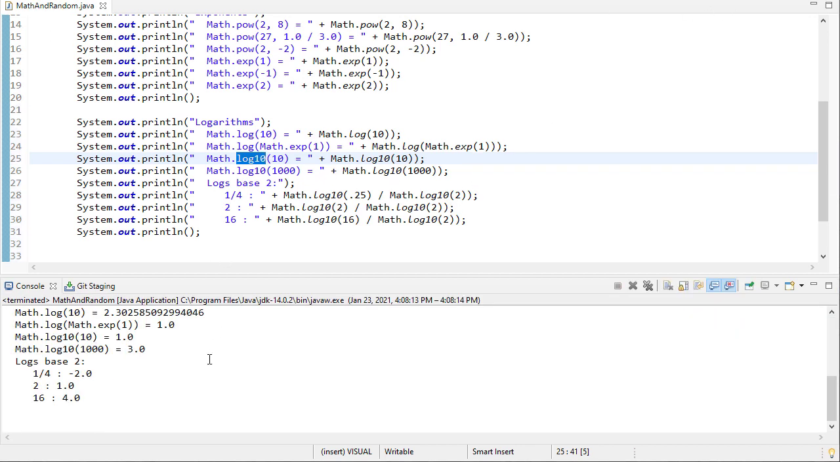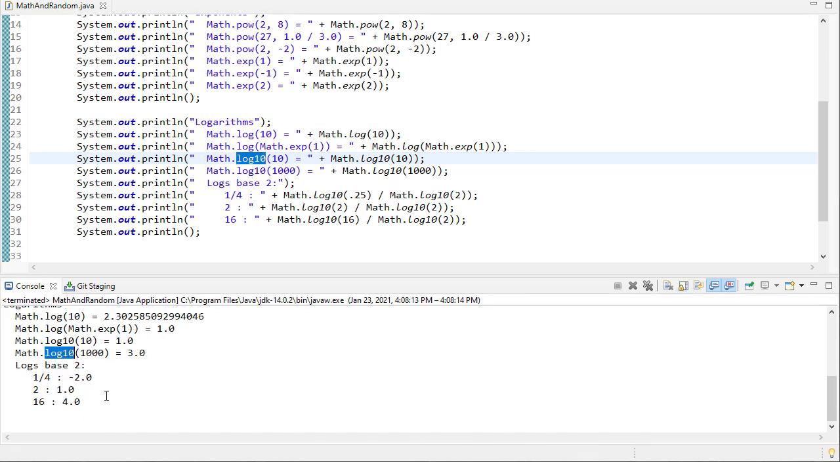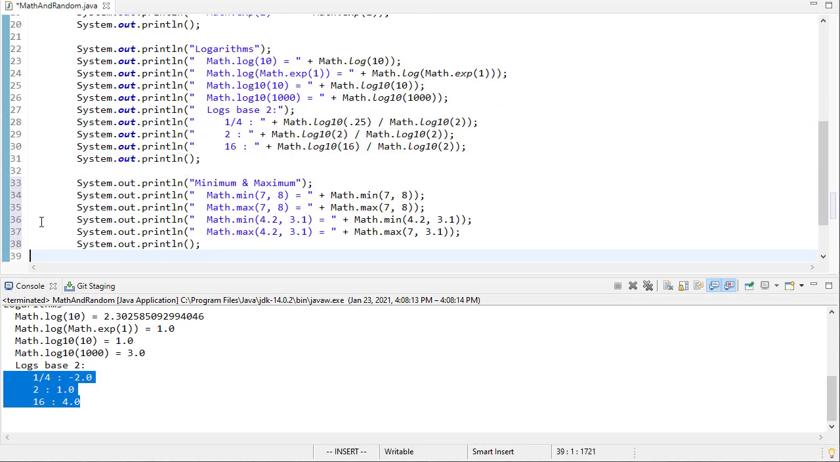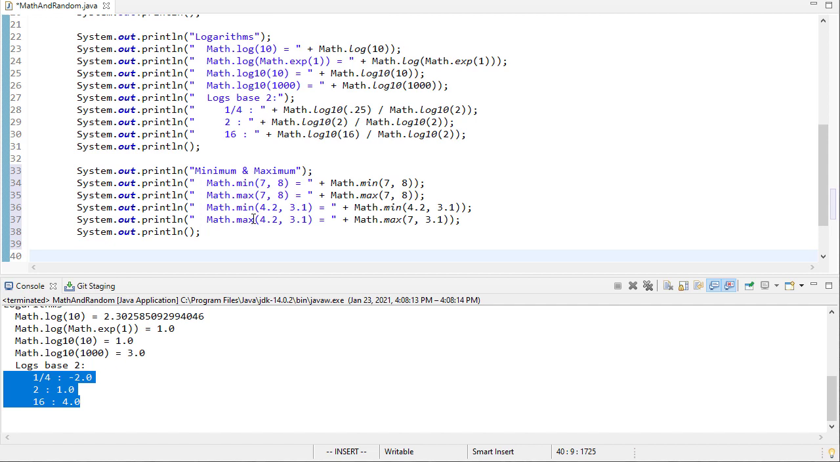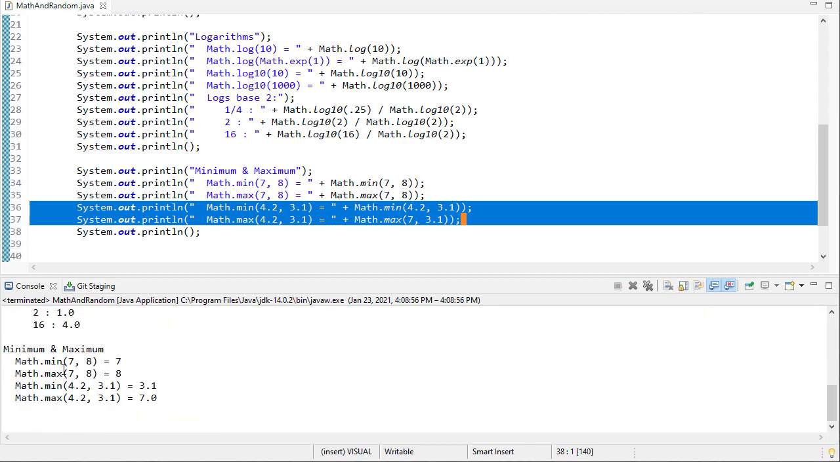So let's run this. And there we go. Here, again, the natural log of e is 1, which is what we expect. The log base 10 of 1,000 is 3. And here you can see these are the appropriate results for log base 2. There's an overloaded min-max function that will work with either integers, as in these first two cases, or with floating point numbers, as in these next two. So when I run that, you can see it returns the appropriate min or max of those two numbers.